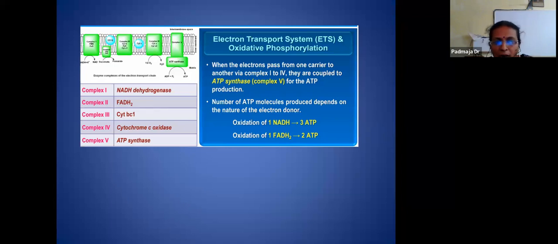And complex 5 is the ATP synthase. This is also called the coupling factor. Why is it called the coupling factor? Because it is combining ADP plus Pi to form ATP. So it is also called coupling factor or ATP synthase.